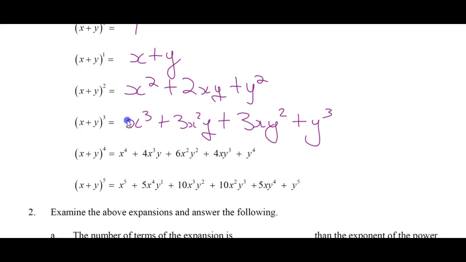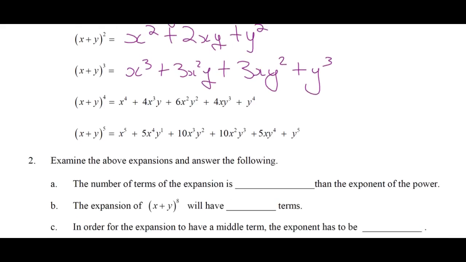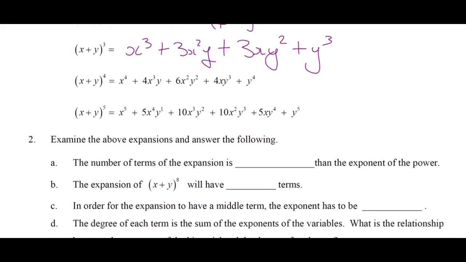And then somebody must have taken the cubed and multiplied it by x plus y to get this. But you might start looking at these numbers and saying, these coefficients look kind of familiar, right? 1, 2, 1, 1, 3, 3, 1, 1. Have we seen those numbers before? Yes. Where have we seen those numbers? Pascal's triangle. All right, so Pascal's triangle.